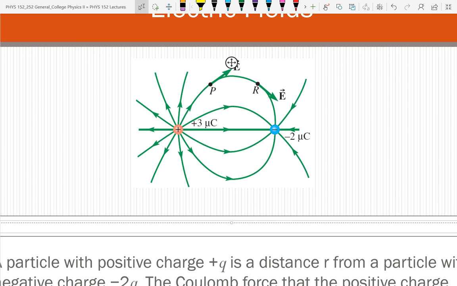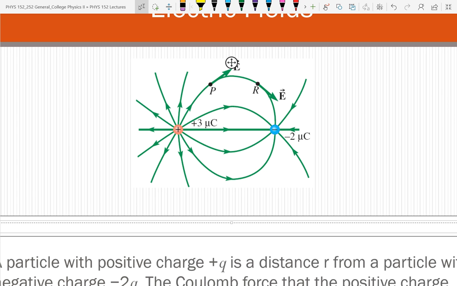You can tell which one's positive and negative by looking at which one the lines go into and which one they come out of. And a third thing is you can tell the relative strengths from the lines. Where's the electric field strongest? Close to a charge or far from the charge? Close to a charge. If you look at that picture, close to the charge, the separation in lines is small. When you get farther, the separation is bigger.